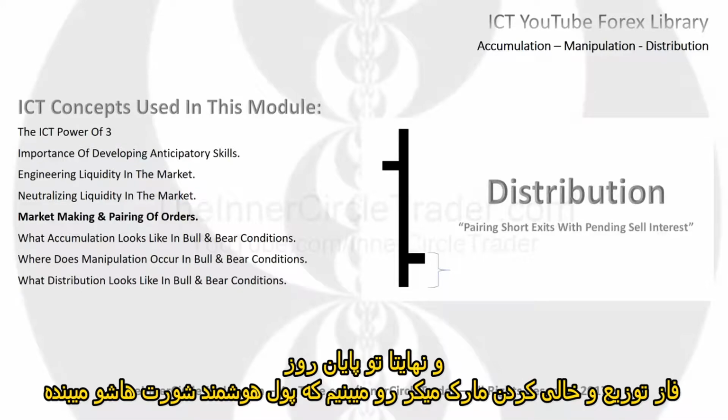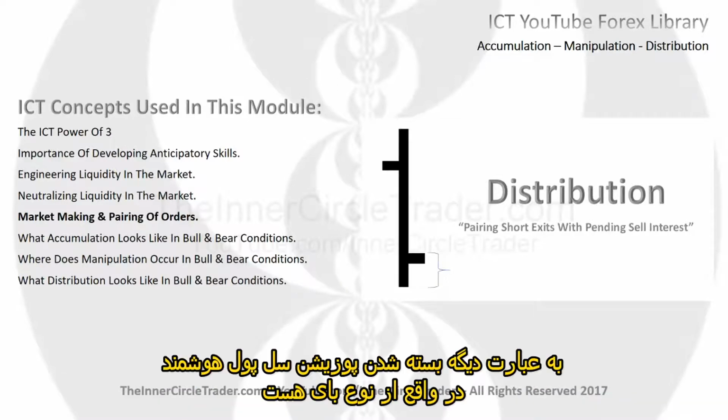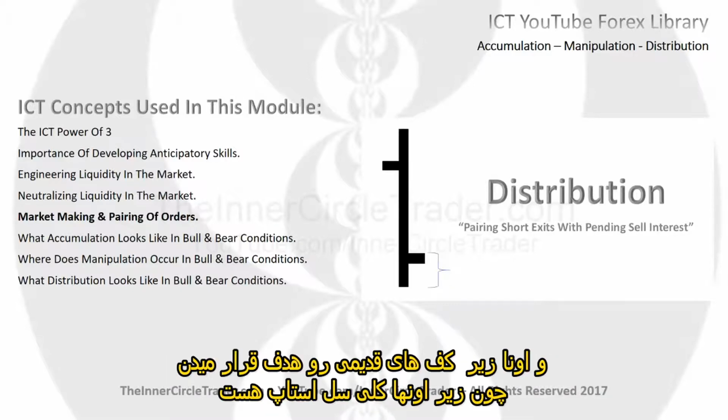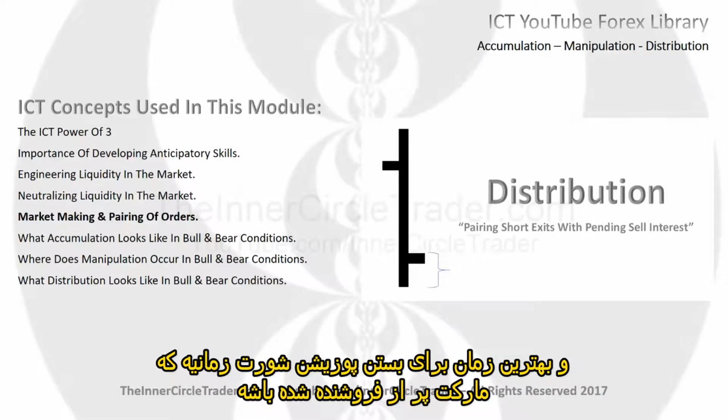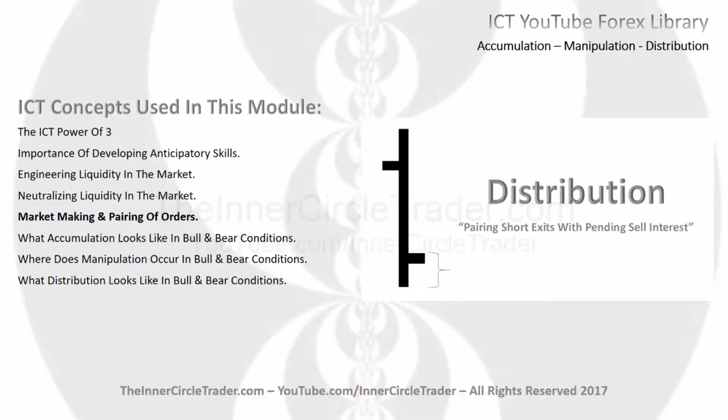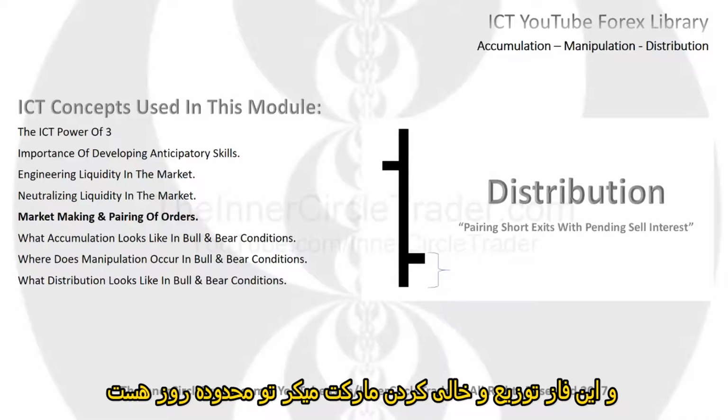And finally, at the end of the day, the distribution cycle is seen where smart money pairs its short exits or covering with pending sell interest. In other words, smart money is going to be short, and to get out of their short positions, they have to buy it back, and they will be targeting some old low. What would be resting below an old low? Sell stops. Those sell stops, once they're triggered, become market orders to sell at the marketplace, which floods the market with sellers. And the best time to cover a short is when there's a flood of sellers in the marketplace willing to sell at a low price. And this would be the distribution cycle of the daily range.